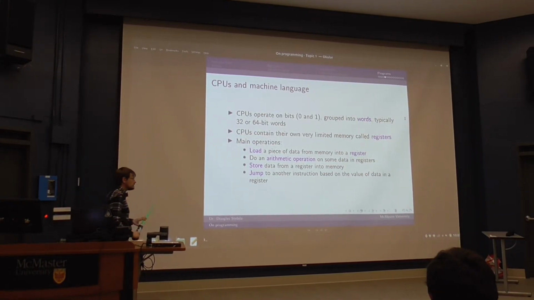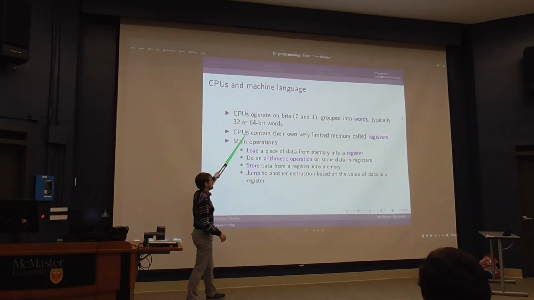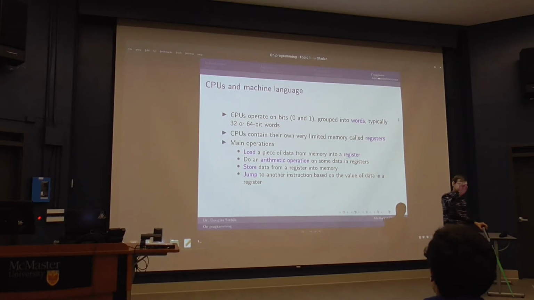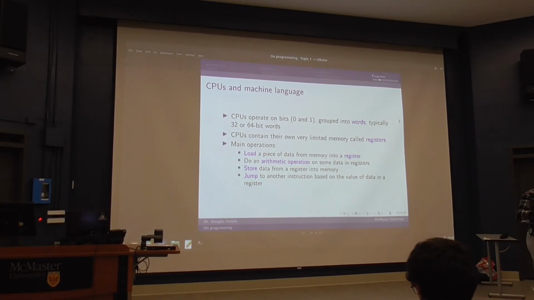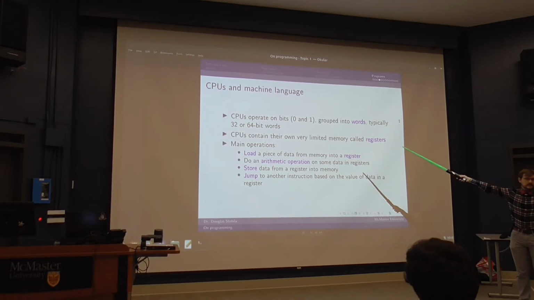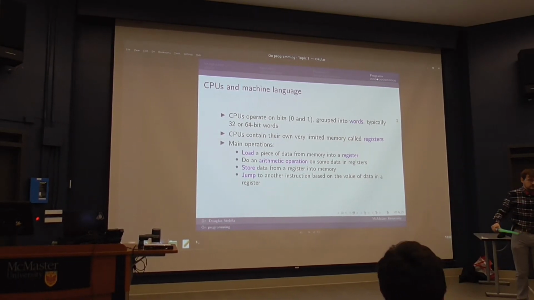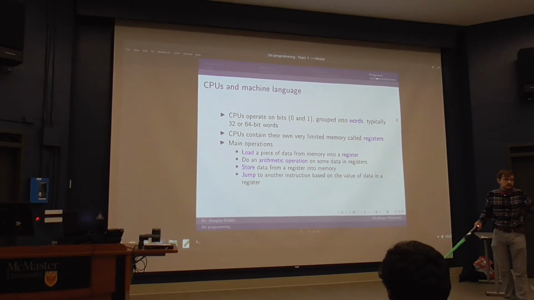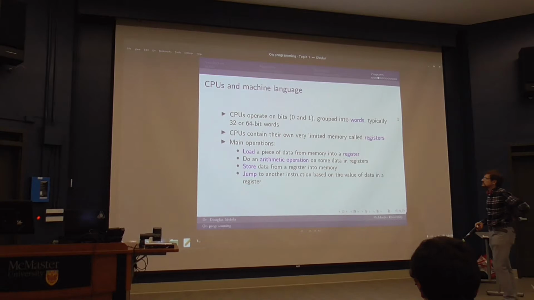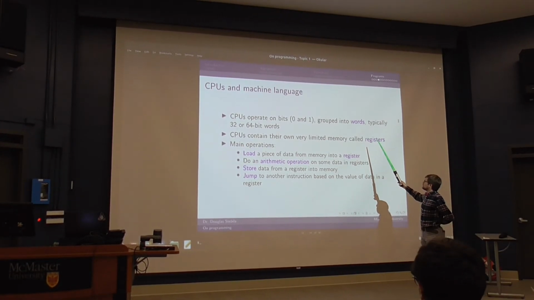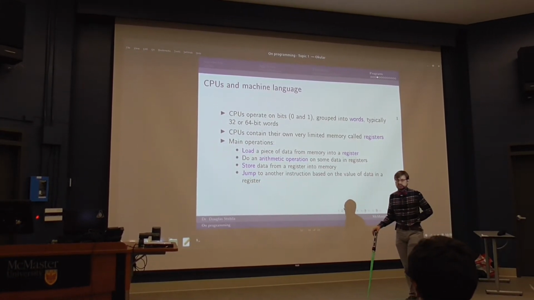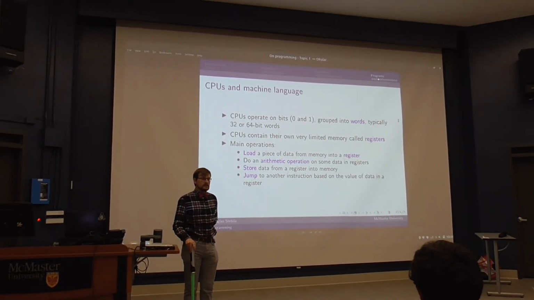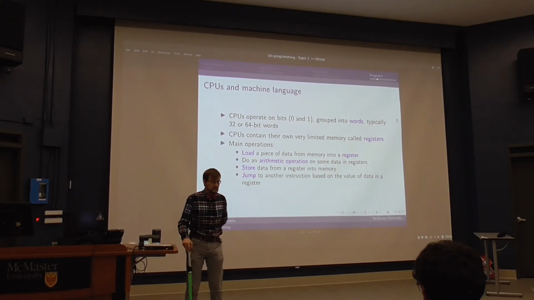So anyway, CPUs operate on bits, zeros and ones. Bits are electrical signals which are existing inside of the hardware. 0 indicates 0 volts, a low level voltage. 1 indicates usually 3.3 or 5 volts, depending on the voltage that the architecture runs at. These are grouped into words, typically 32 or 64 bits. Laptops, typically 64 bits. Cell phones, typically 32 bits.